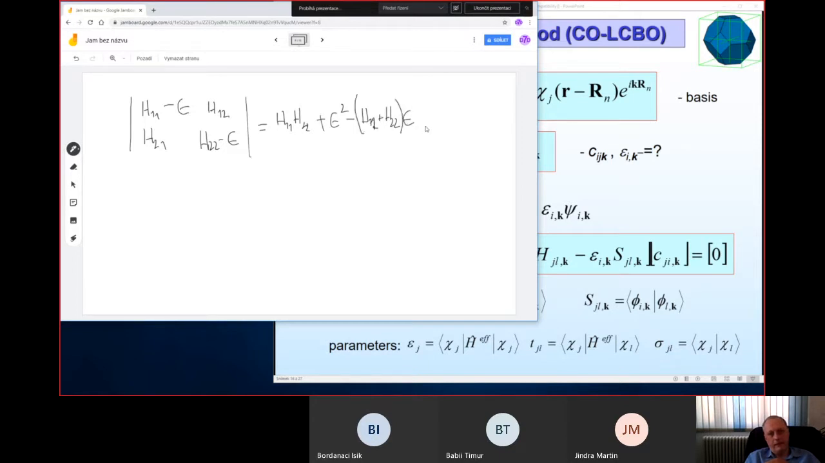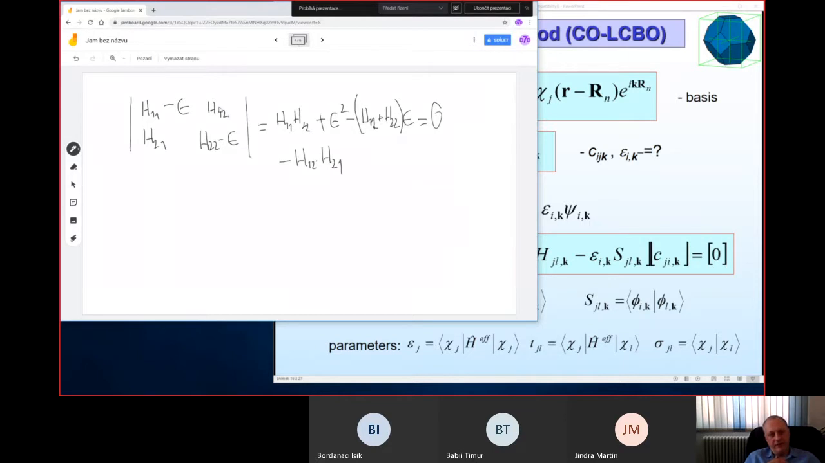And E, and this is equal to 0. So we have a quadratic equation. We must subtract the second diagonal product, so it is H12 times H21. But because the matrix must be so-called Hermitian, these two matrix elements must be complex conjugates.